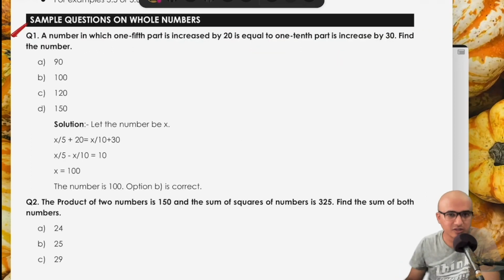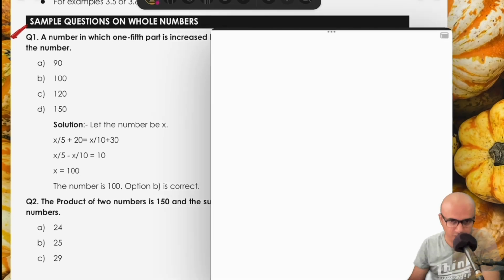Okay, now let's look at the sample questions on the whole numbers. Let's look at the first one. It says a number in which 1/5 part is increased by 20 is equal to 1/10 part of the same number increased by 30. Find the number. Of course, we have the answer here, but let us try to find out how to arrive at the answer logically. We do not know the number yet, so let that number be x.